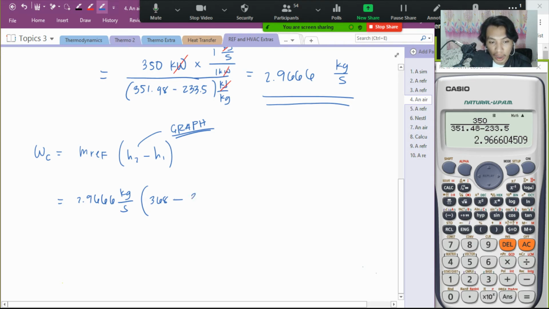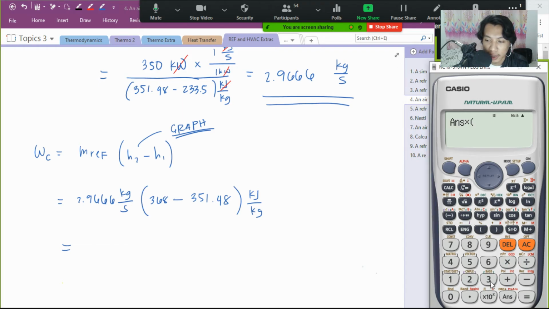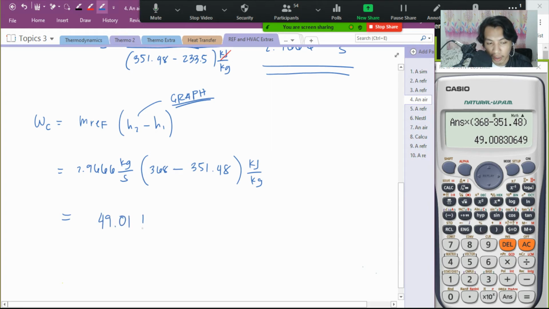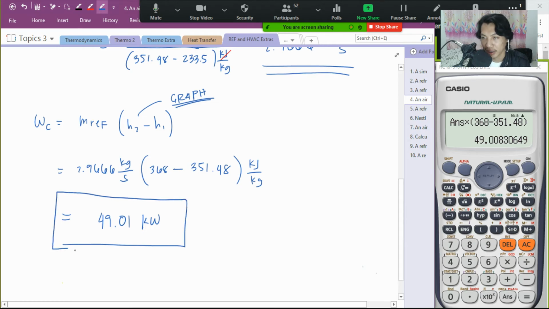So H1, that is 351.48. Your compressor work there should be small. Kilojoule per kilogram. So the value for the work of the compressor, this is very basic, is 2.9666 times 368 minus 351.48. The answer will be 49 kilowatts, 49.01 kilowatts. That is the compressor work. Very basic in number 4.